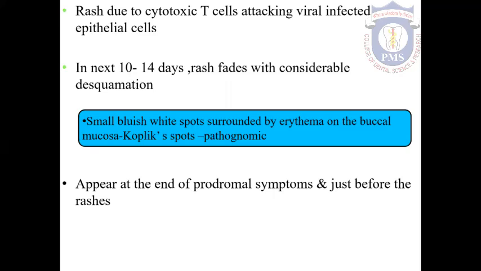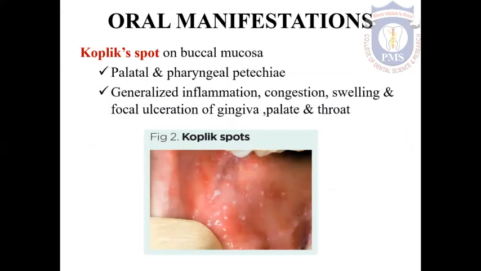Koplik spots appear at the end of the prodromal symptoms and just before the rashes. Again, about the oral manifestations of measles: Koplik spots on buccal mucosa, palatal and pharyngeal petechiae, generalized inflammation, congestion, swelling, and focal ulceration of gingiva, palate, and throat.